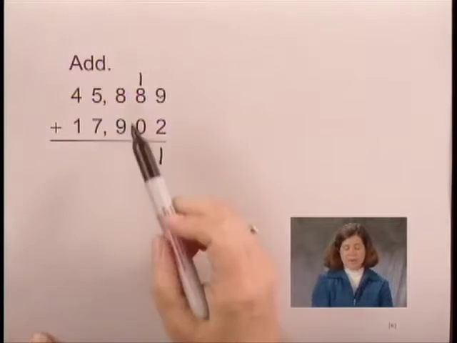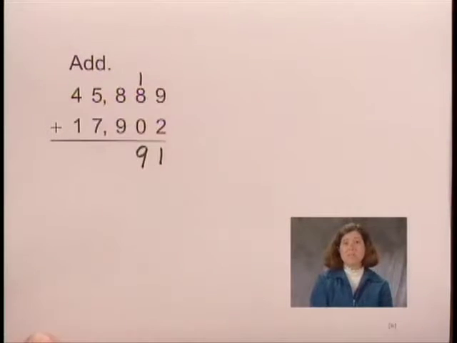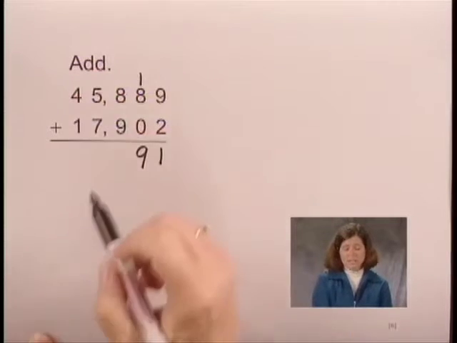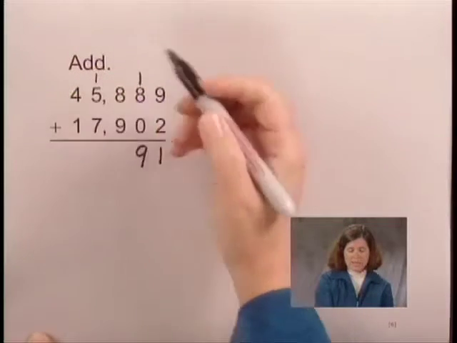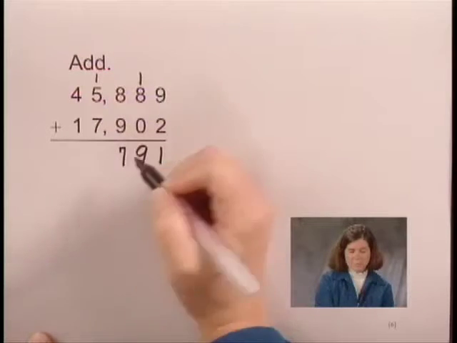To add the hundreds, we add 8 plus 9, which is 17 hundreds. 17 hundreds is 1,000 and 7 hundreds.